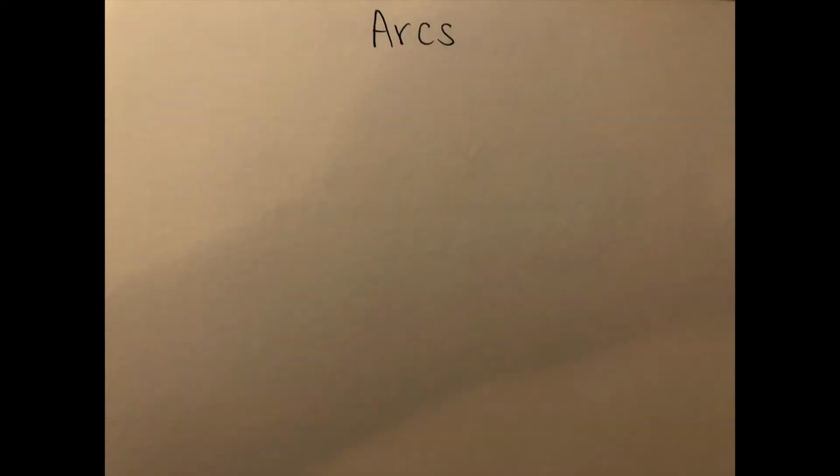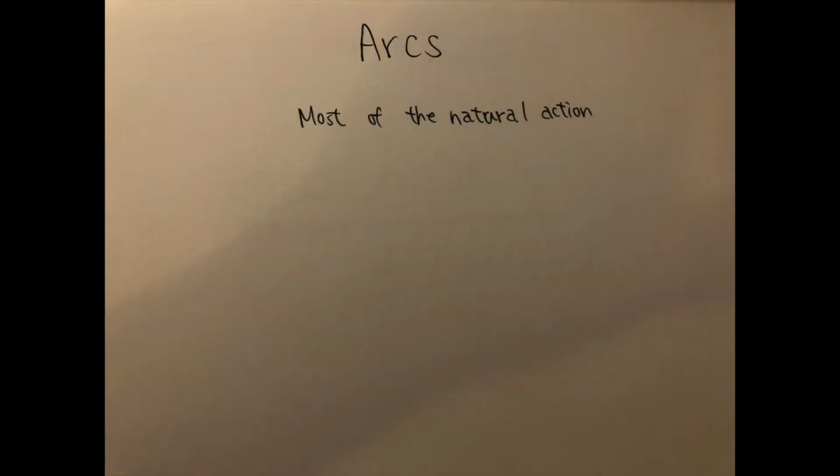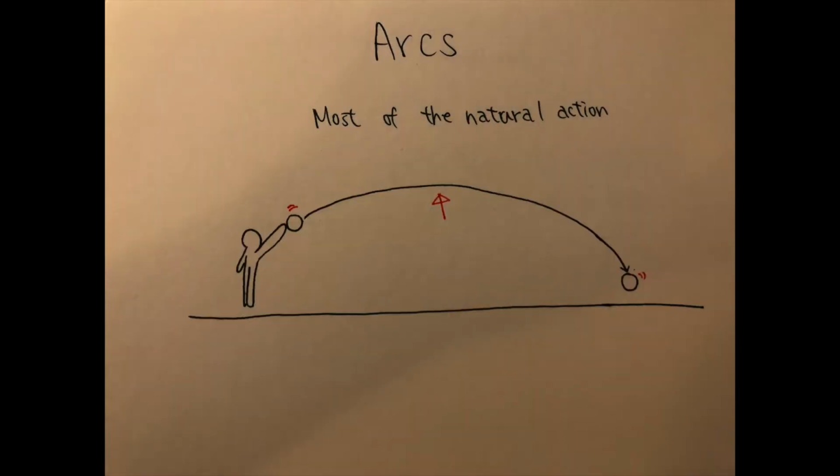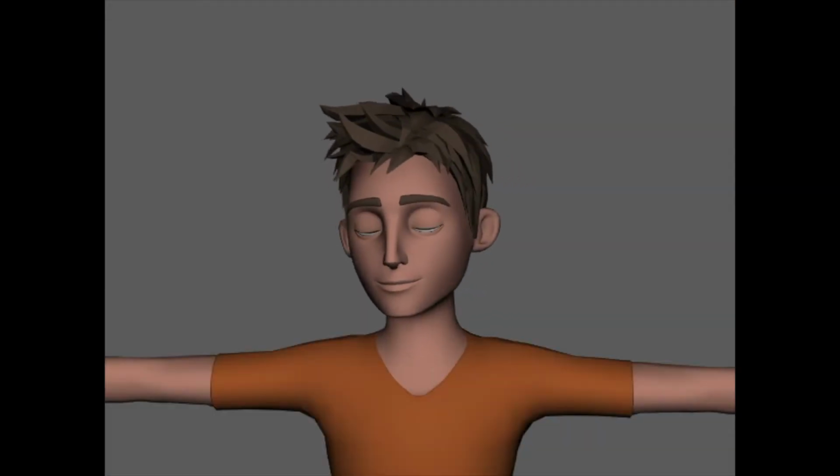The seventh principle is arc. From most natural actions, we can see the principle of arc, as we usually do not move in a straight line. For example, when we throw a ball, we can see that there is a parabola in the position of the ball. This is the turning head animation that I did. We can see the arc when the character moves his head.